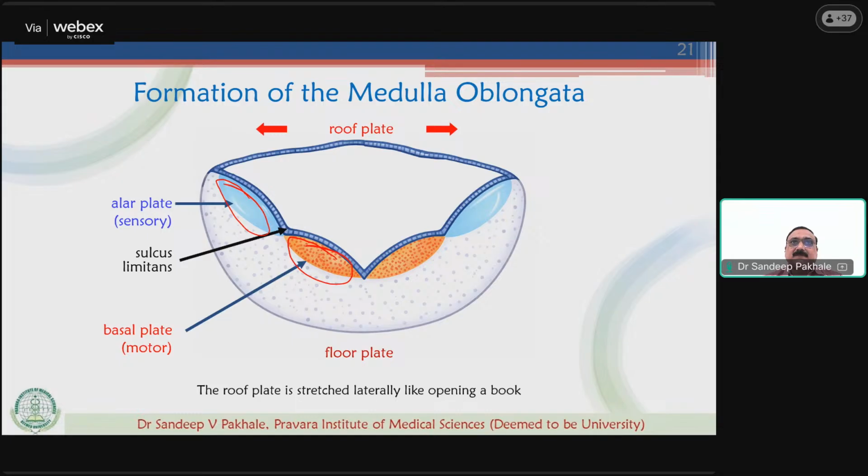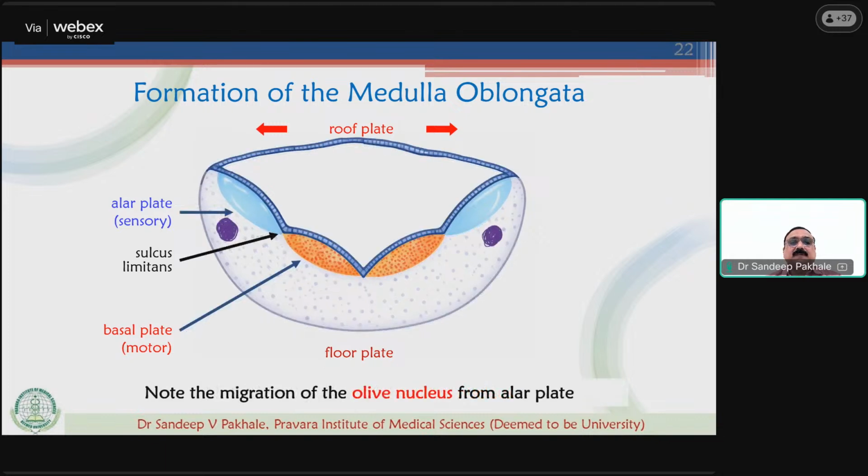So even in the brainstem, the columnar organization of motor function is preserved. You can see here, from the sensory part, some of the nuclei migrate towards ventrally and medially. And these are the olivary nuclei from the alar plate.